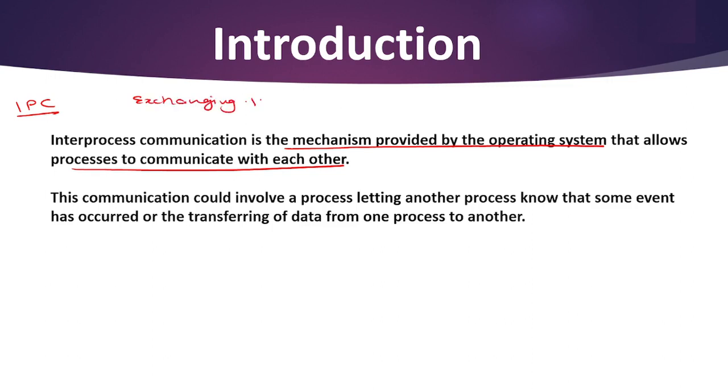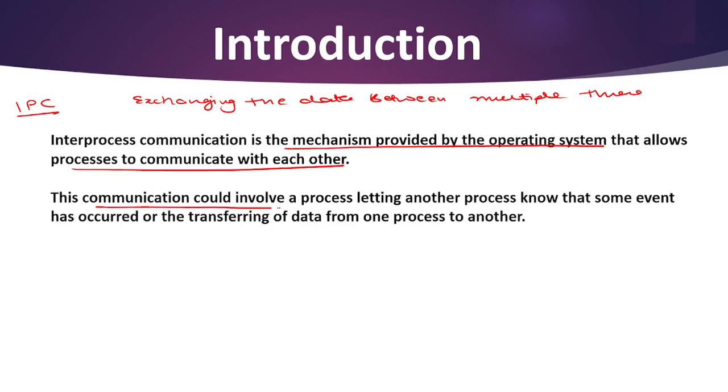in one or more processes or programs. Also, we can say that the processes may be running on a single computer or on multiple computers connected by a network. So this is the important definition of inter-process communication.